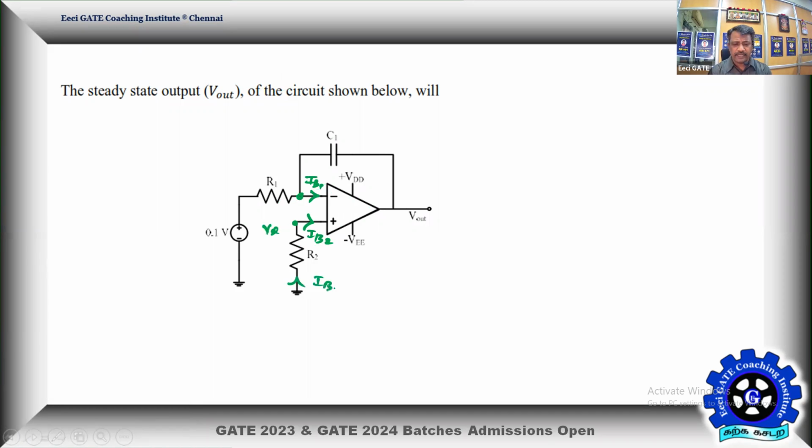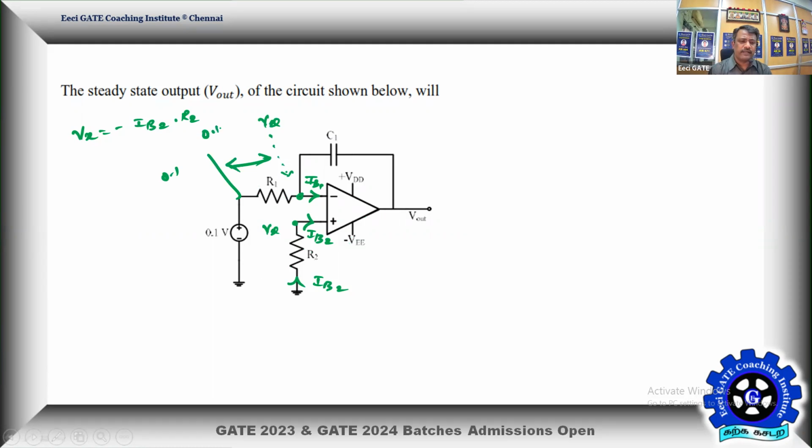So it's going to be IB2. So Vx is equal to minus IB2 into R2. That's a negative potential. So this is also going to be at the same negative potential. This is also going to be Vx because the op-amp will still maintain virtual short. And this is going to be 0.1, and Vx will be negative, assuming that's the direction of the bias current entering the non-inverting terminal.